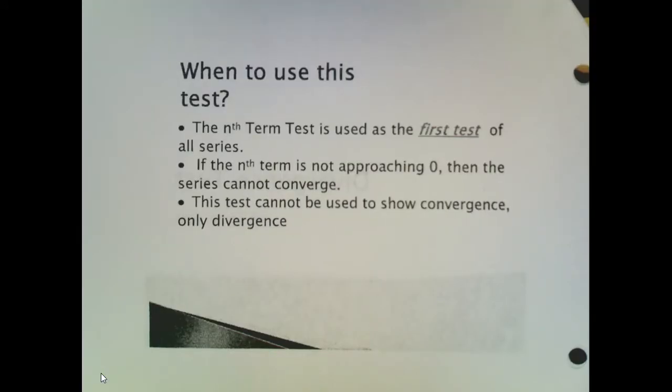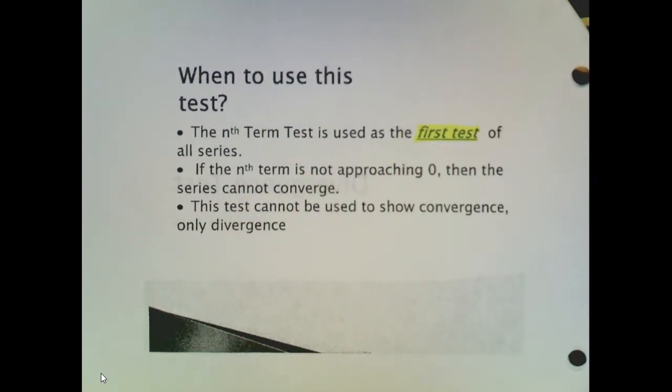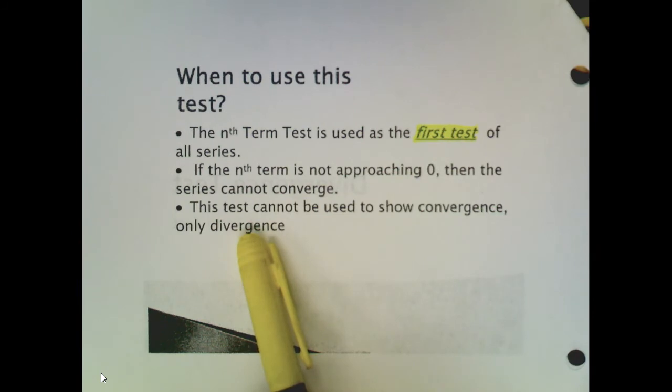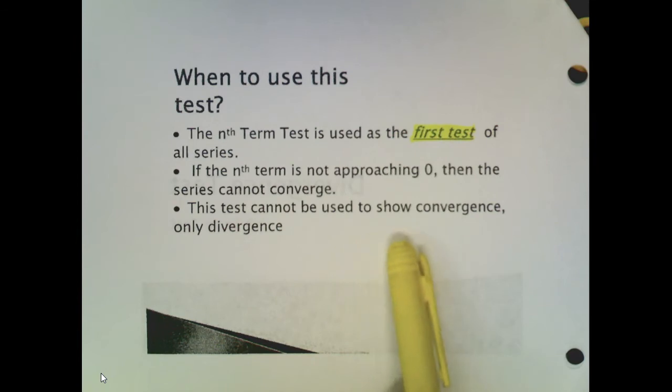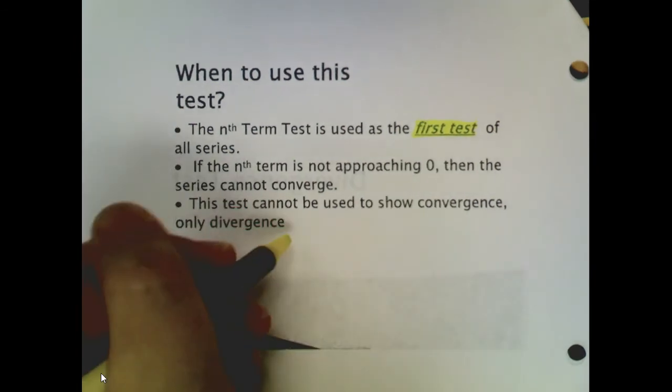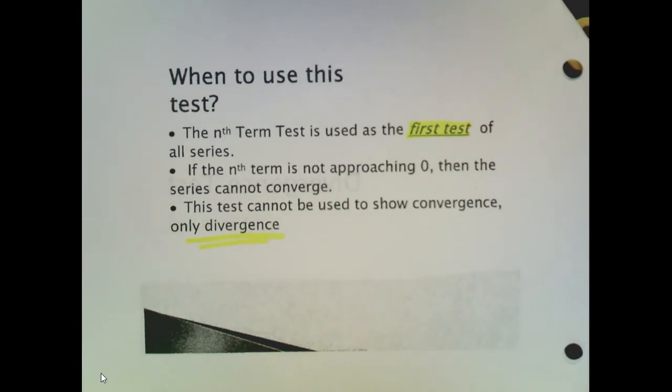So the best time to use this test is to always allow this to be your first test. No matter what series you are working with, this should be the first test that you try before going on to any further series testing, which we'll get to later. If the nth term is not approaching 0, then it cannot converge, and so this test, again, as I mentioned already, cannot be used to show convergence. It only is able to tell us if something diverges, okay? Hence the name divergence test.